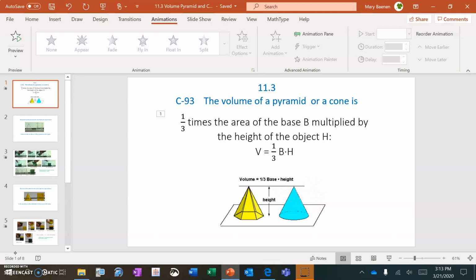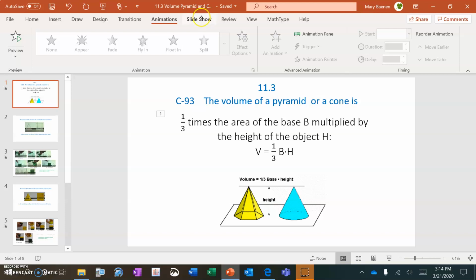So here's conjecture number 93. The volume of a pyramid or a cone, those are both solids that come up to a peak, is 1/3 times the area of the base, B, multiplied by the height of the object, capital H, or volume equals 1/3 BH. So I have a picture of a pyramid on the left and a cone on the right. And above it says the volume is equal to 1/3 times the area of the base times the height of the object.